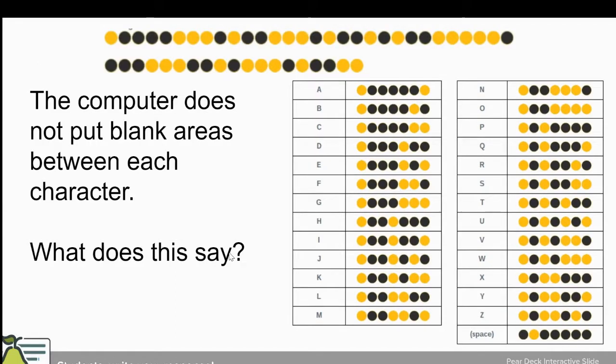Now the computer does not put blank areas between each character. So you need to now figure out what this says. So think about how many circles is each letter, and then you're going to have to count out up here to see how many times you have that many circles to figure out what these letters are, because the computer just smashes everything together. So in the previous slides, I separated the circles for you. This time I didn't, but still, one letter represents 7 circles.